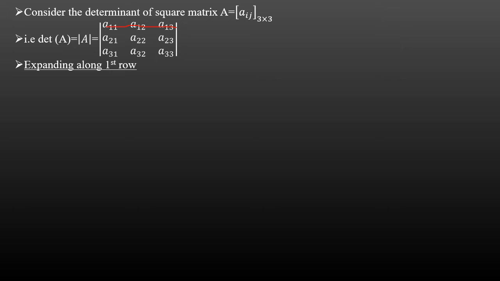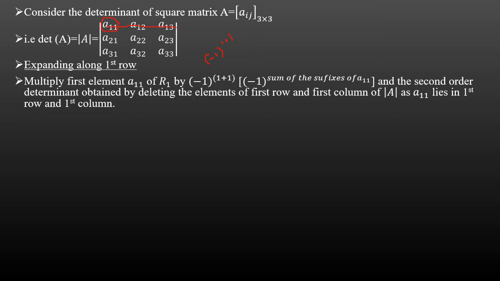So when we are expanding along the first row, first you have to consider the first element, that is a11. We have to multiply a11 by (-1) raised to 1 plus 1. Why 1 plus 1 only, students? Because (-1) raised to 1 plus 1, the suffixes of a11 are 1 and 1. That's why we are writing 1 plus 1.